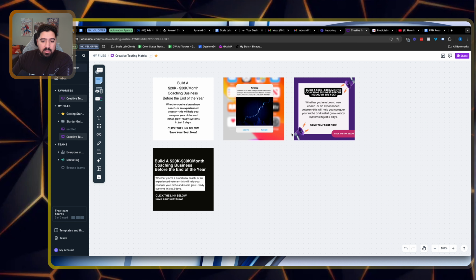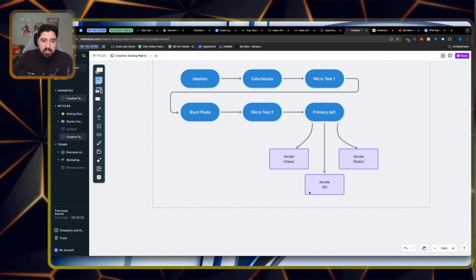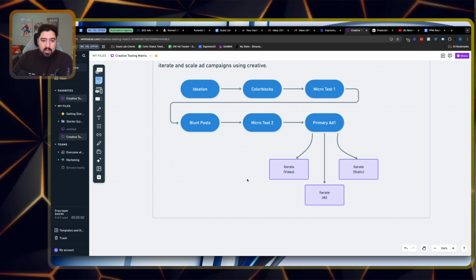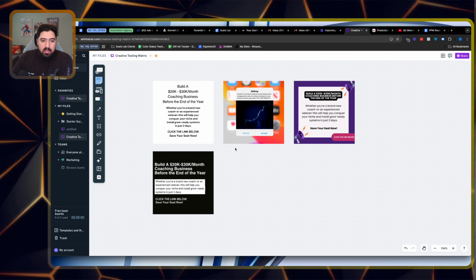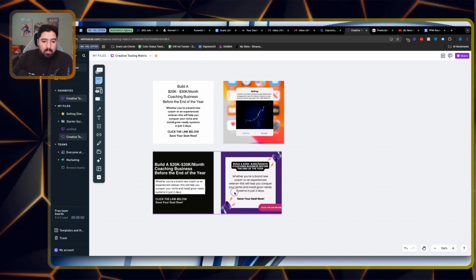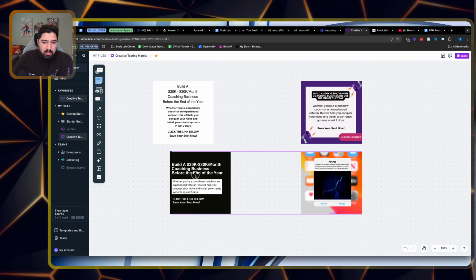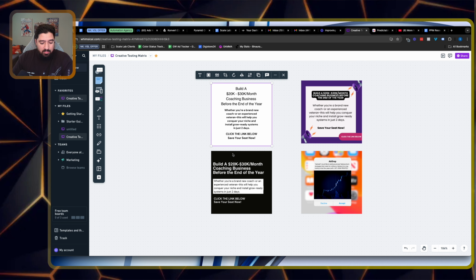So here's what this actually looks like. You'll see here there are a handful of different creatives. If we relate it to what's going on here, I want to show you what each of these steps is. I'm actually going to skip color blocks for a moment because the process is essentially the same, but it works a little bit different. These right here are what I would call blunt posts. I'll reorganize these a little bit. You start with these two here on the left.